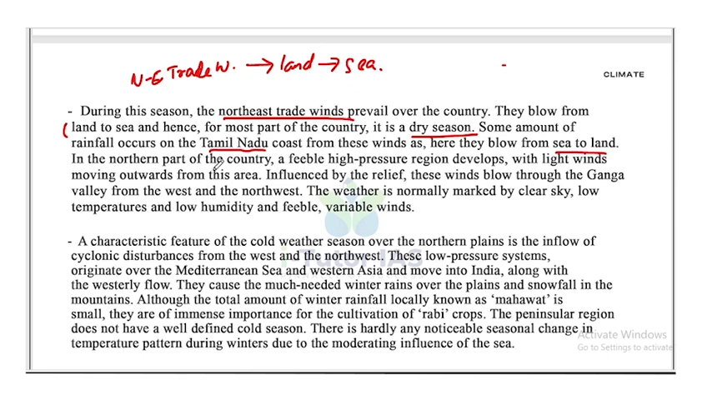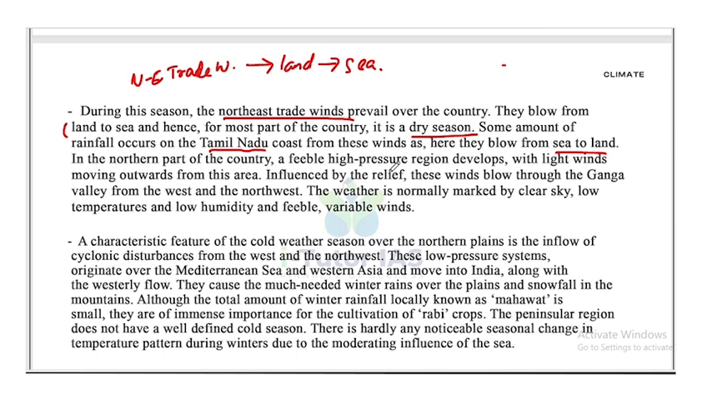In the northern part of the country, a feeble high pressure region develops, with light winds moving outward from this area. Influenced by the relief, these winds blow through the Ganga valley from the west to the northwest.